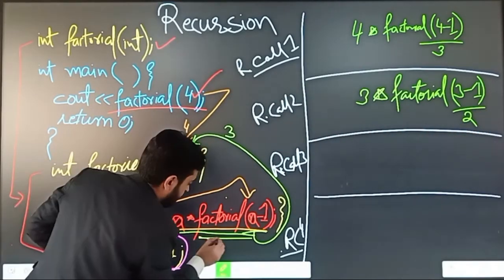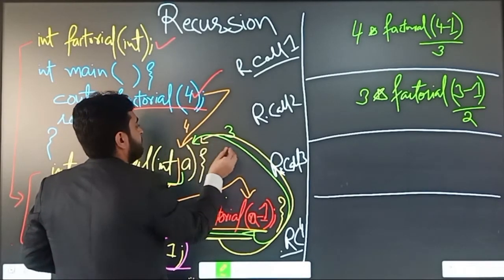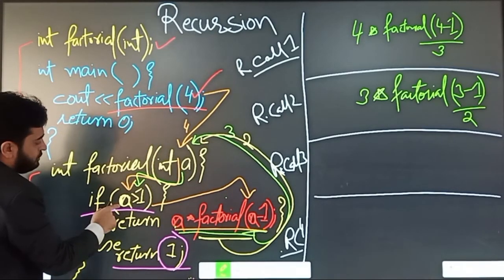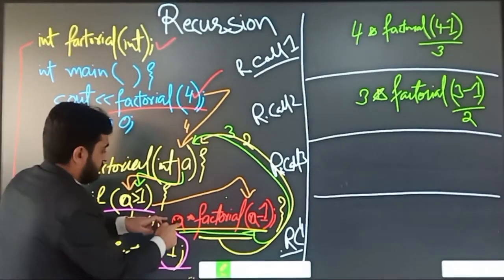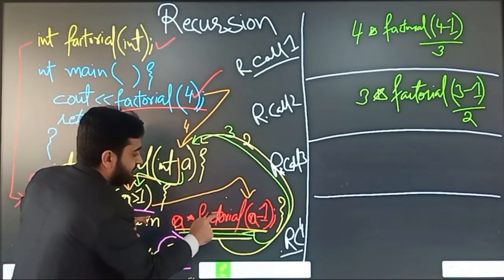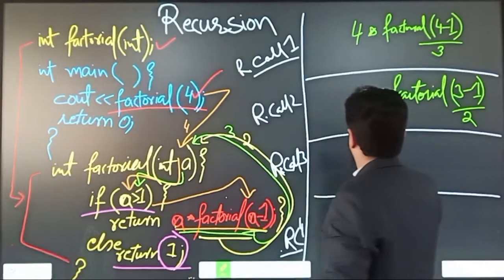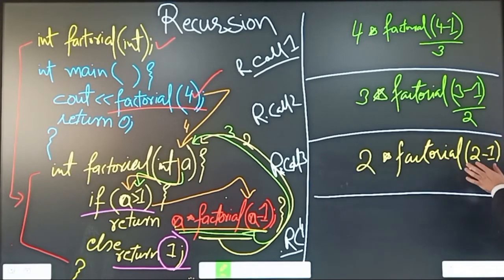In this way, we call this function again with value 2. So 2 is coming through a, and 2 is greater than 1, so this body will be executed. If we put 2 as the value of a, it is 2 multiplied by factorial of 2 minus 1. This is now the third call. This arithmetic operation will be executed first, so it will return 1.